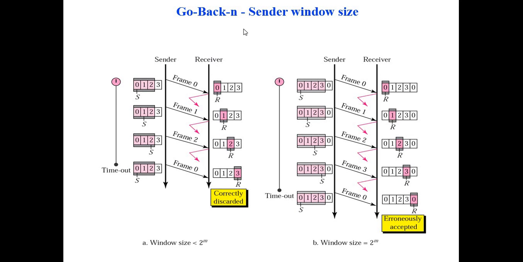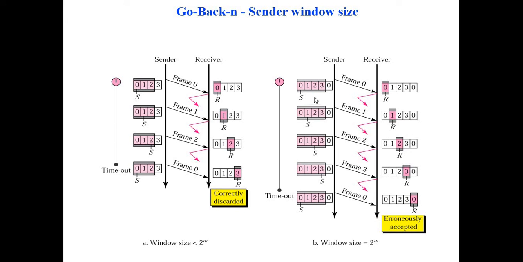And now Go Back N sender window size and receiver window size. The window size must be less than 2 power m. So here, when the window size is less than 2 power m, the frames are numbered 0 to 3. The next frames will again be 0 to 3, right? So less than 2 power m. 2 power 2 is 4. So less than 4, so 3. The window size is 3 here.